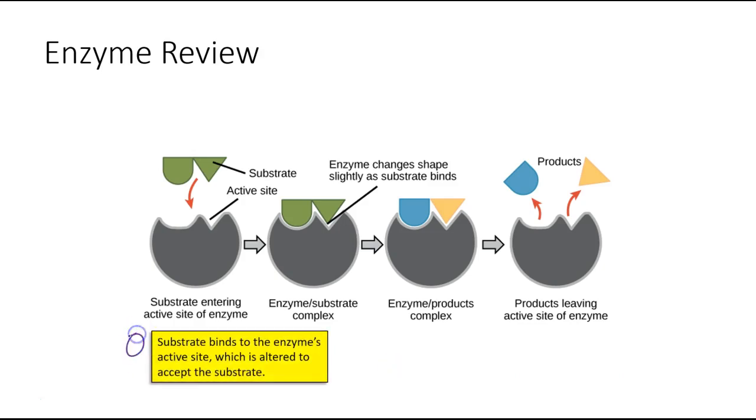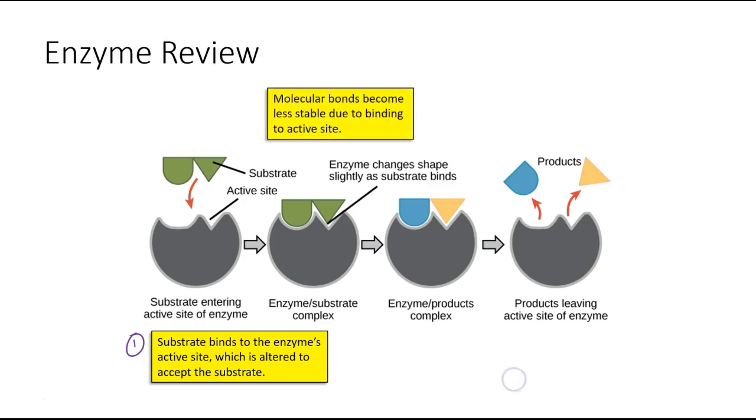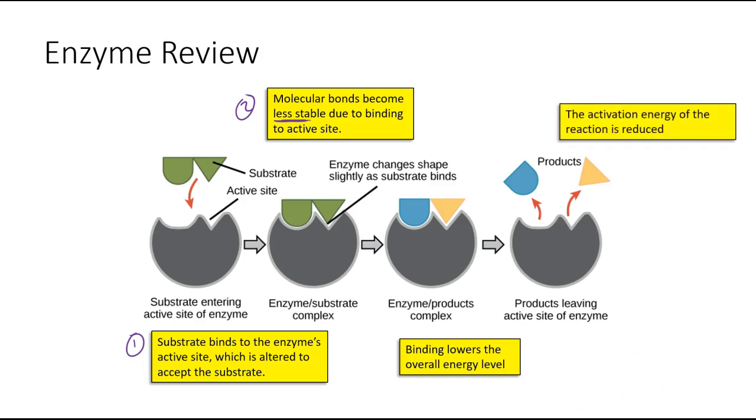First thing that happens, number one, is the substrate binds to the enzyme's active site, which is altered to accept the substrate. Number two, molecular bonds become less stable due to binding, and that's why the activation energy is reduced. We are becoming less stable, we are releasing energy, we're breaking the bonds. We now lower the activation energy because we have broken the bond. There's less potential energy in that molecule because the bond is broken, and the products can be released. So four steps of enzymatic action from substrate to products. Really, really important.